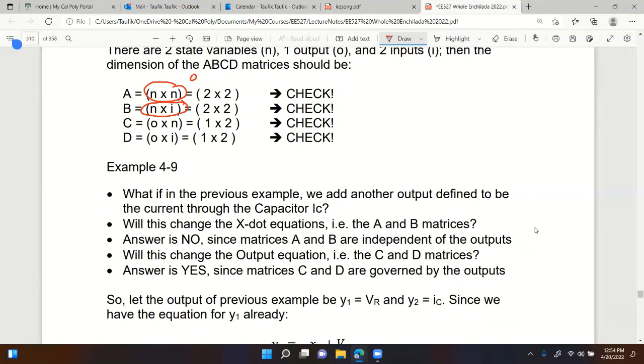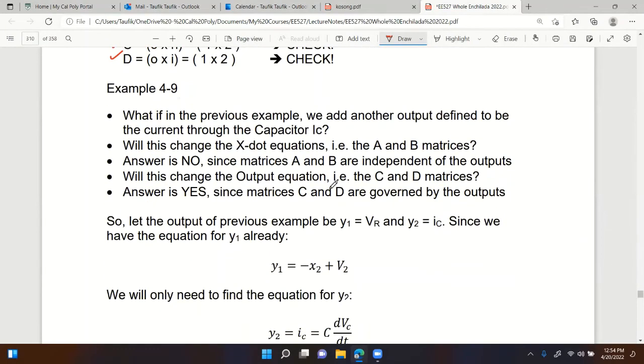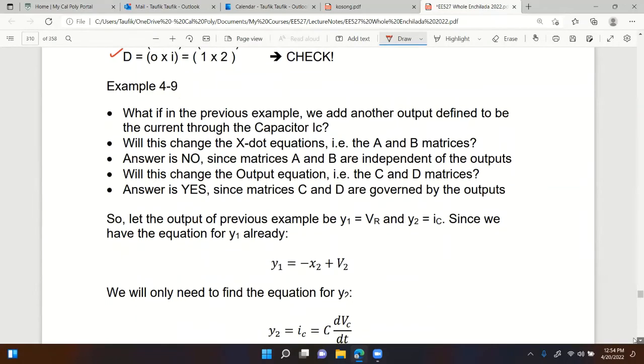However, it would affect matrices C and D, because as you can see, matrices C and D depend on the output right there. So that's what I said right here. Will this change the output equation? And the answer is yes, since matrices C and D are governed by the outputs. So you don't need to rederive A and B. You don't need to rederive x1 dot, x2 dot if you have homework such as this. All you need to do now is just add the output and rederive the output equation.